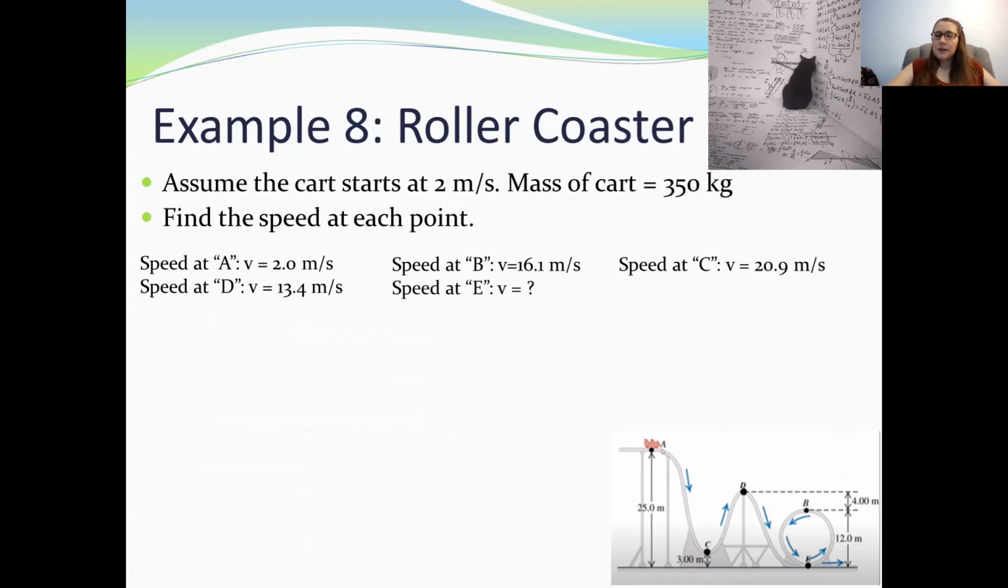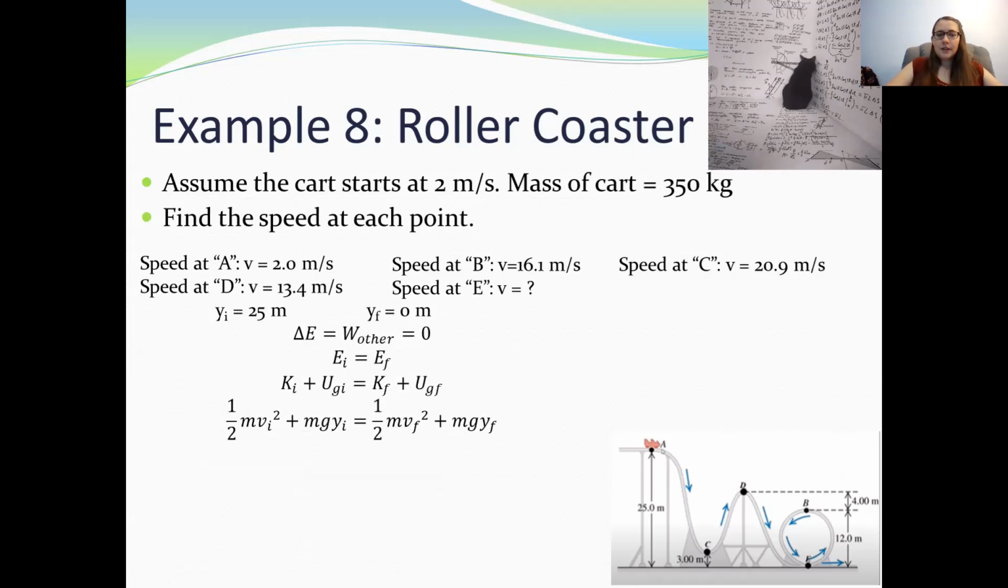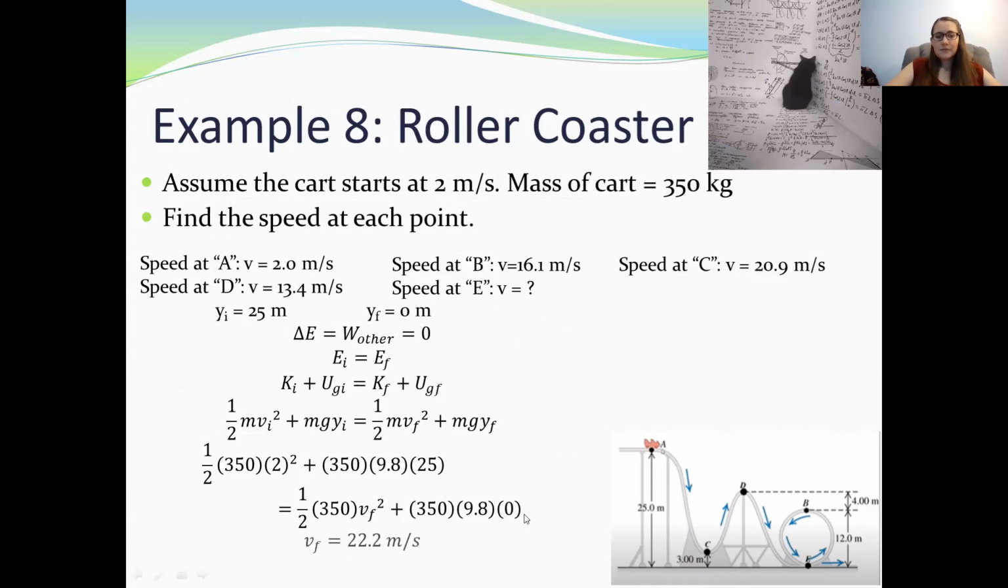Lastly, we need the speed at point E. This time, point E is right level with the ground. That is our 0 point, so its final height is 0. Which means when we plug in our numbers for our final height, this whole chunk right here is going to disappear because anything times 0 is 0. And so doing that, we get a final speed at point E of 22.2 meters per second, which again is faster than any of the others. So that seems plausible.